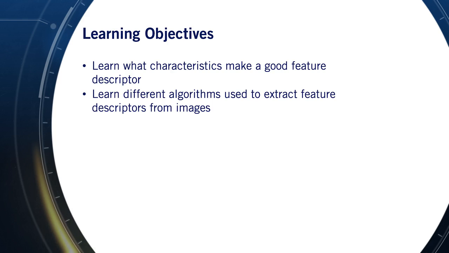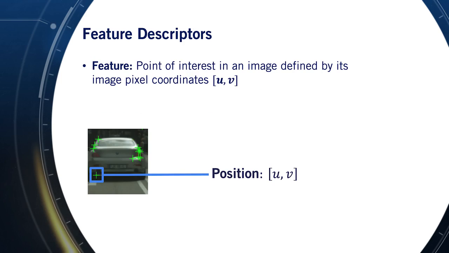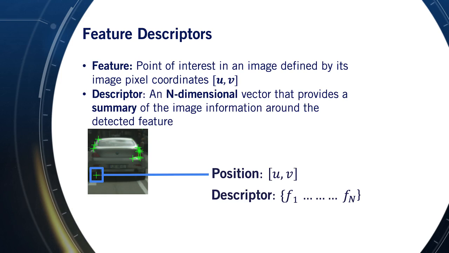In this video, you will learn what makes a good feature descriptor for computer vision applications. You'll learn how to derive these descriptors from images so we can use them in autonomous driving. Let's begin by defining what a feature descriptor is. Mathematically, we define a feature point by its coordinates u and v in the image frame. We define the descriptor f as an n-dimensional vector associated with each feature. The descriptor has the task of providing a summary of the image information in the vicinity of the feature itself and can take on many forms.